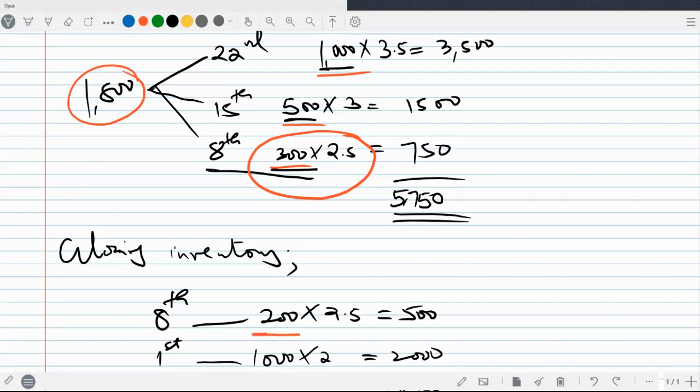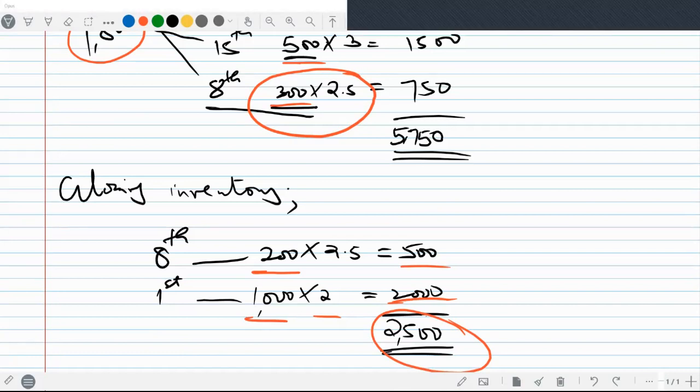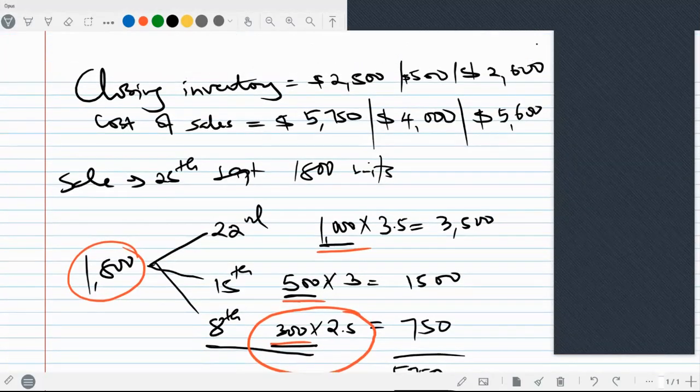Okay, then on 1st of September, don't forget, we never sold from the items we had as at 1st of September, which is 1,000 times 2, together for 2,500, total 2,500. Is that clear? Yes. Okay, great. Now, just to check, okay, 2,500, yeah, that's great.